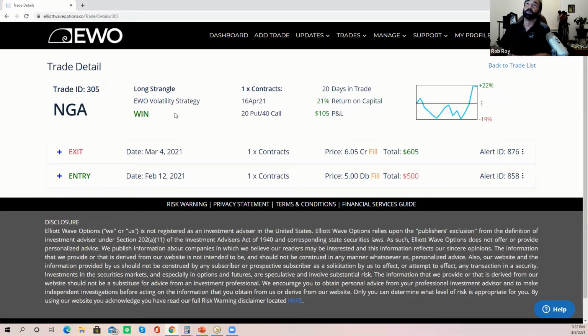But it also gives you an idea of how our alert service works. Every trade has an ID. Talk about the strategy, which of our portfolios it's in.